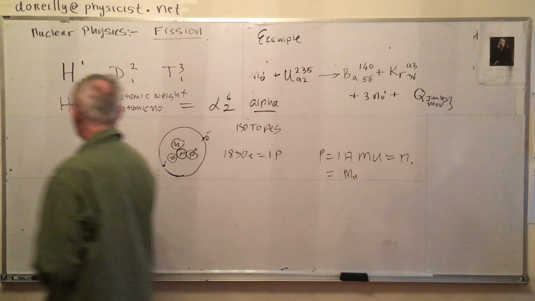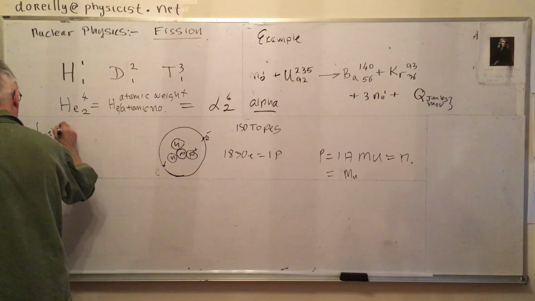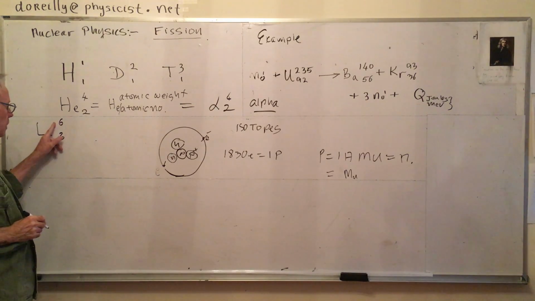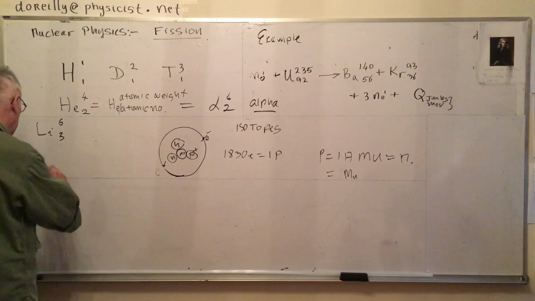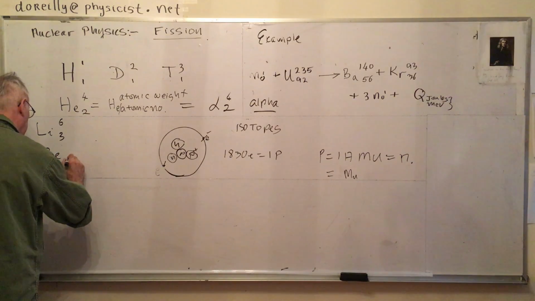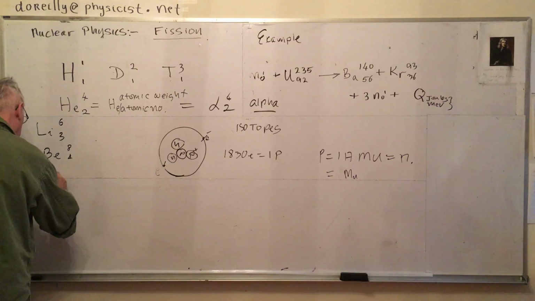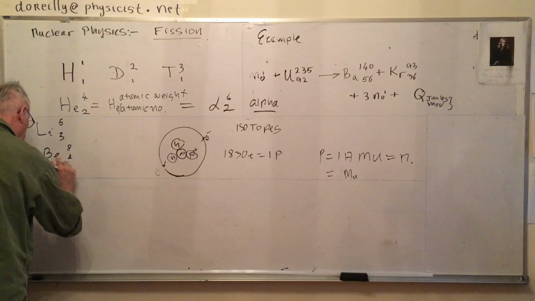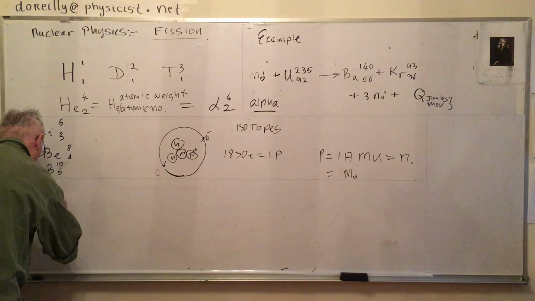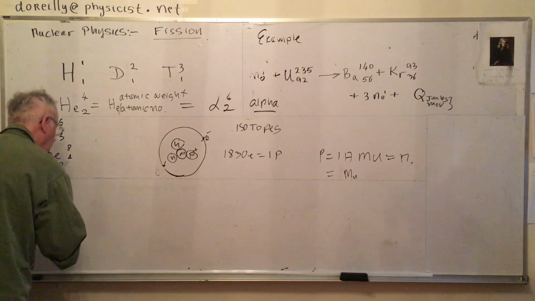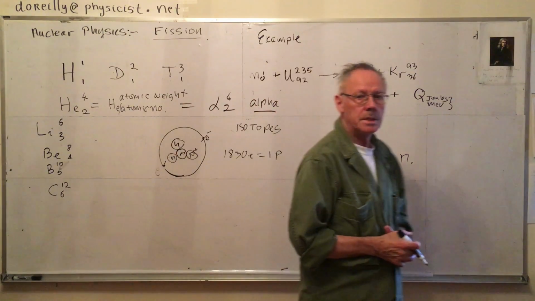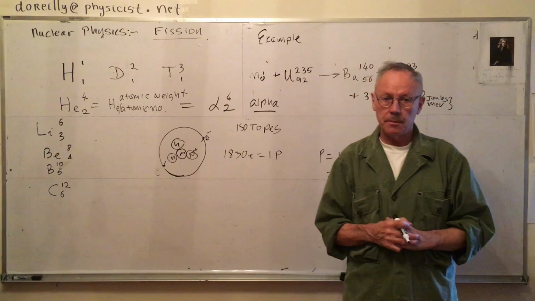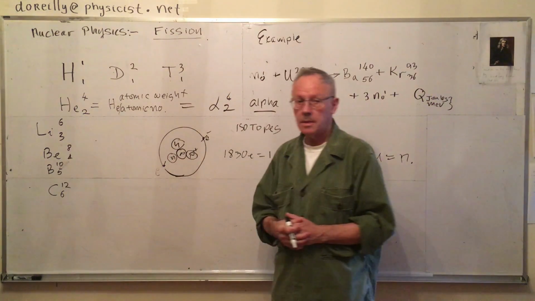Lithium. Three protons and 3 neutrons means atomic weight number 6. Beryllium. Boron. Carbon. Now you notice something. The number of protons and the number of neutrons are equal so far, except for when we're dealing with isotopes. So these are the normal isotopes of various things such as this.